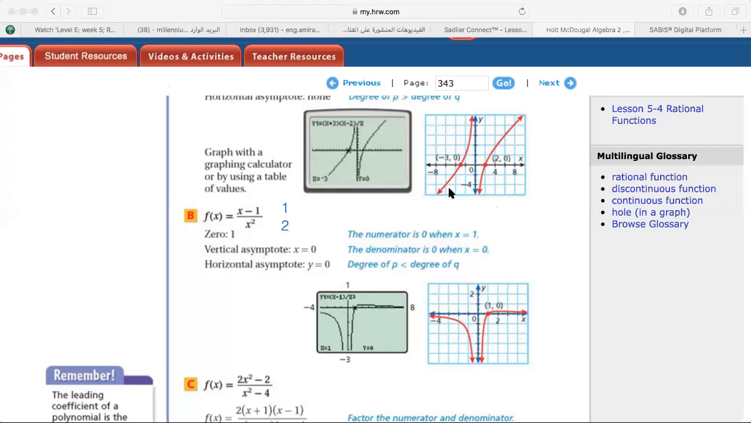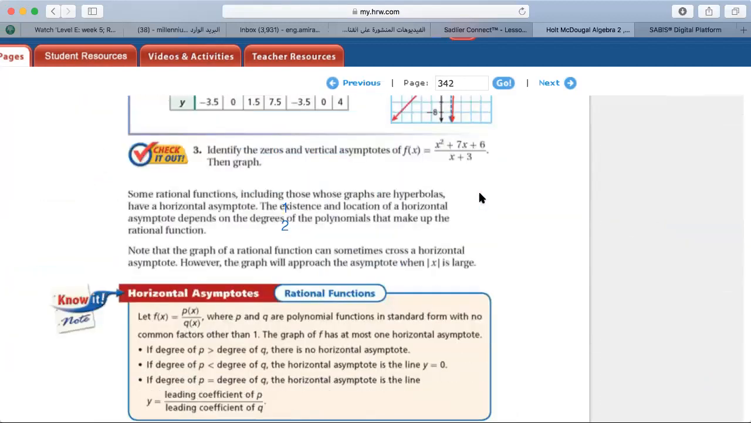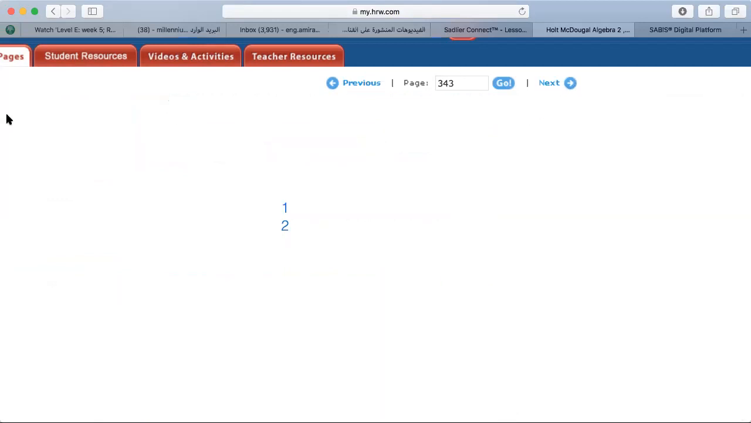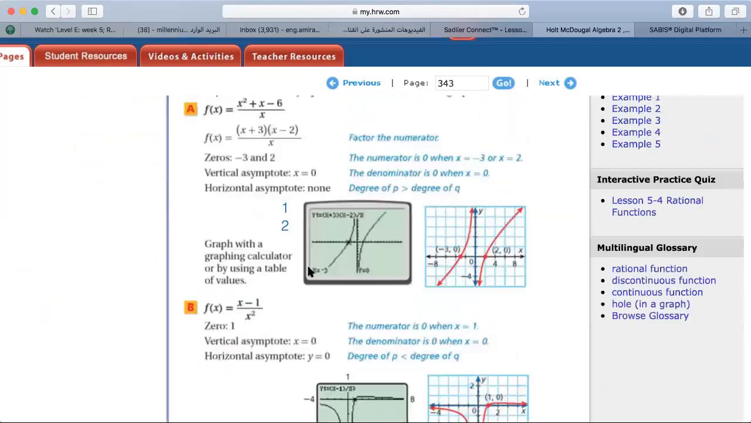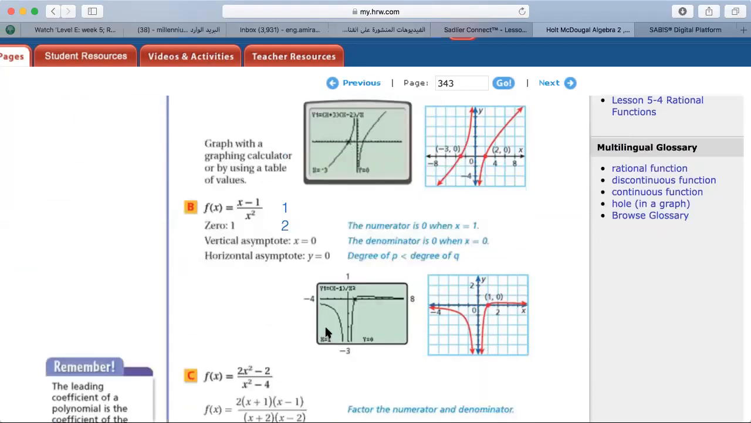What happens if the degree of p is less than the degree of q? Let's go to the previous page. If the degree of p is less than the degree of q, the horizontal asymptote is the line where y is equal to 0. Let's go back to the problem that we are solving. Yes, here it is. So the horizontal asymptote is y equal to 0. Y is equal to 0. Okay, girls?